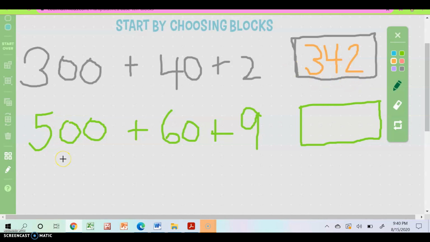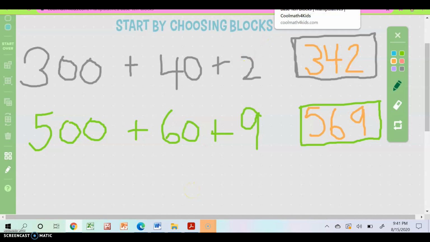Let's try another one. This expanded form says 500 plus 60 plus 9. If I squish these together, I say 569, then that's what I write here in my standard form. 569. This is the standard form of this expanded form number. These are going to be pretty easy to see.